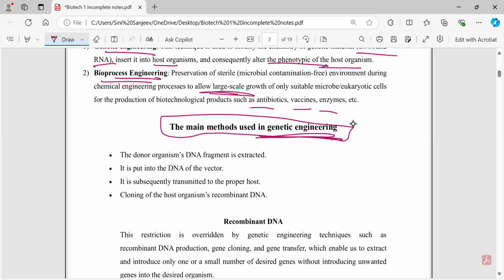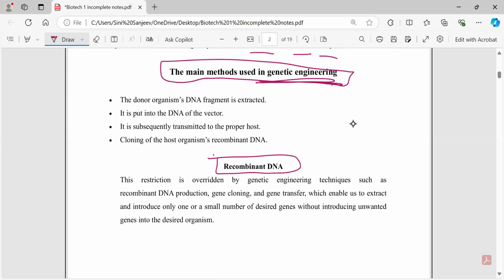Now, coming to the main part, which is rDNA, or recombinant DNA. We already know what recombinant DNA is: your desired DNA plus your altered DNA that you use together is called a recombinant DNA. To make a recombinant DNA, you're going to use certain enzymes. One such enzyme is called the restriction enzyme. I'll tell you about the restriction enzyme in more detail.